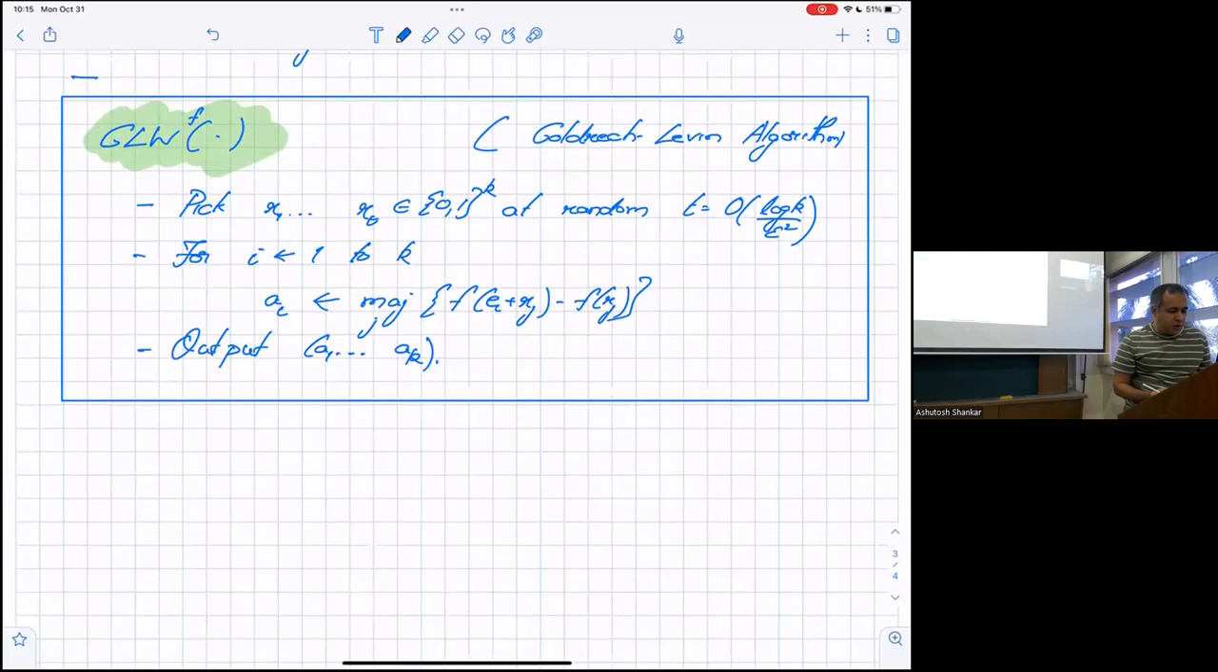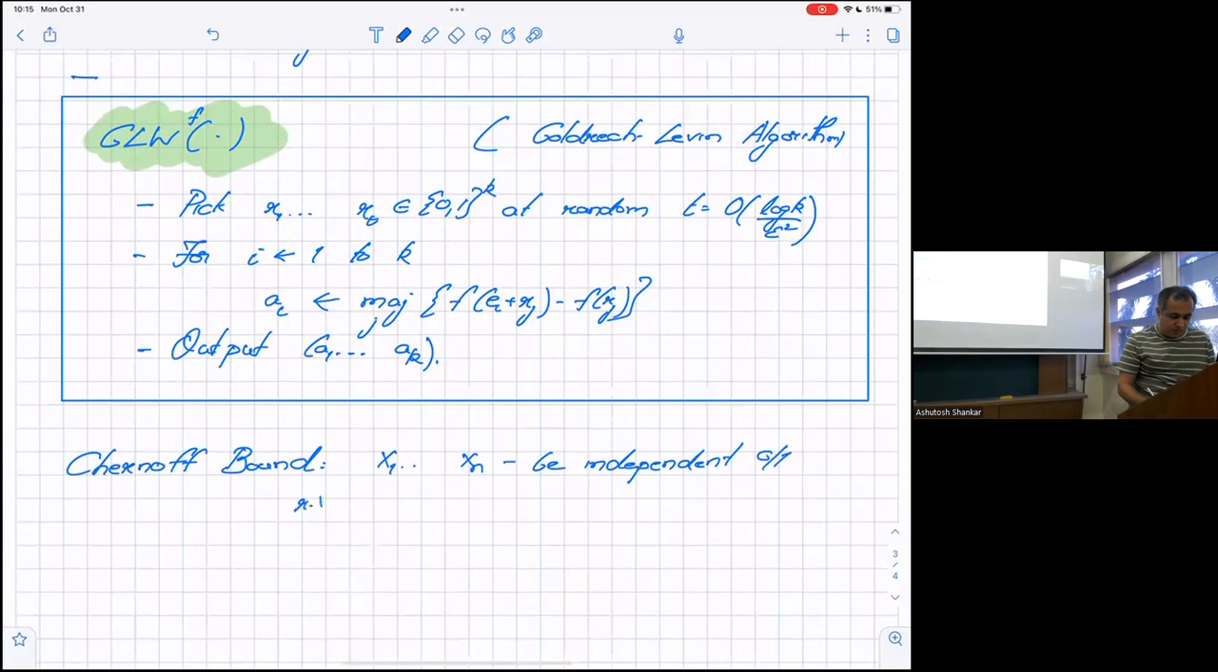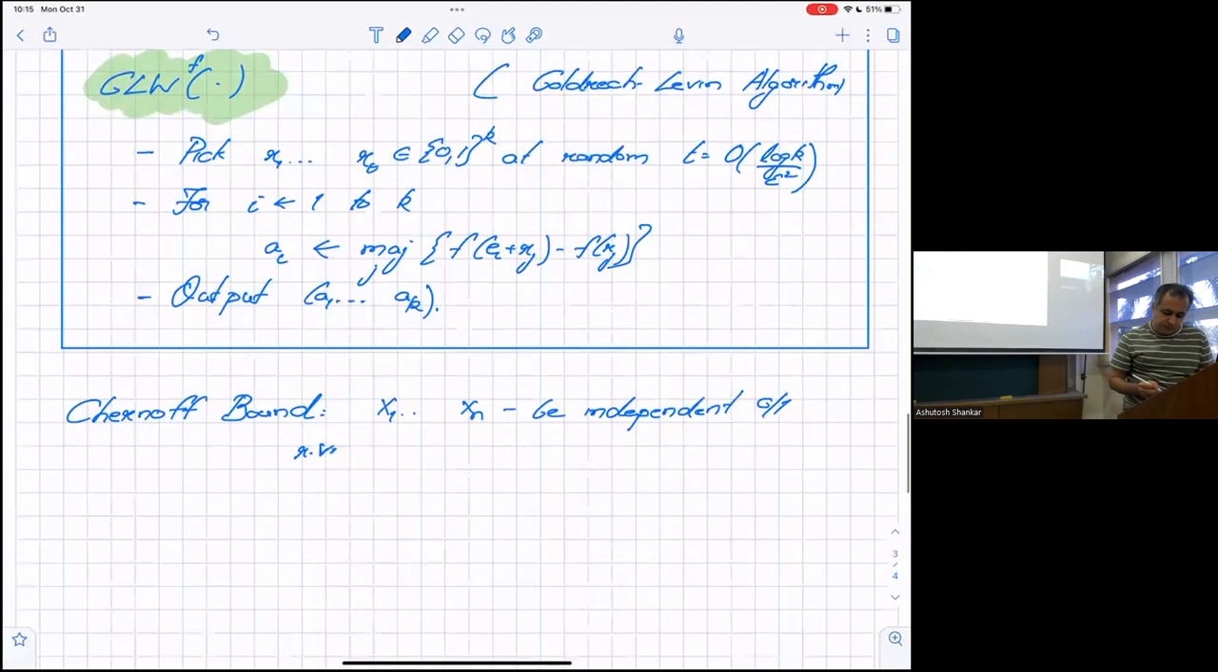What's the Chernoff bound I'm going to use? Let x1, x2, ..., xn be independent zero-one random variables. I'm just asking what's the probability that the summation of xi is greater than the expected value of xi plus epsilon times n. Epsilon times n is good enough.